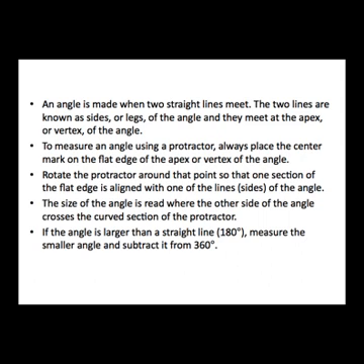The size of the angle is read where the other side of the angle crosses the curved side of the protractor. If the angle is larger than the straight line, measure the smaller angle and subtract it from 360. 360 degrees is the full circle.